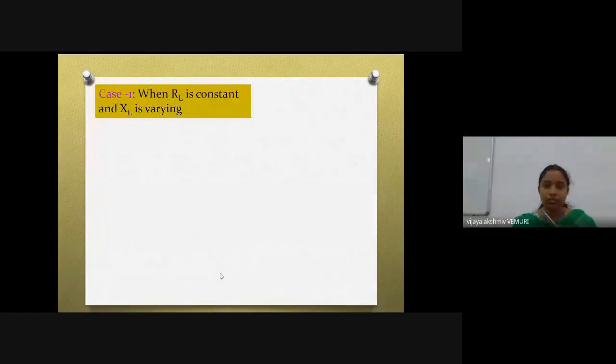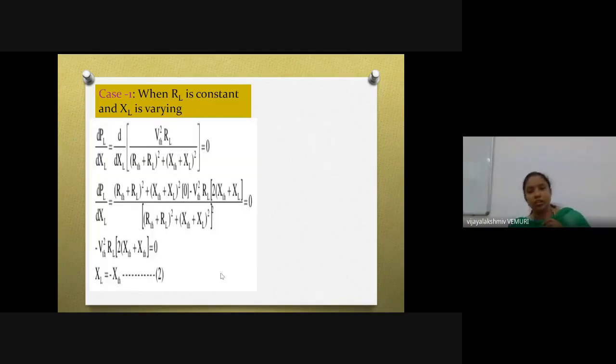Are you done with the equation before, till equation 1? Yes, ma'am. Okay, now you differentiate the equation with respect to XL, using the U by V formula, and tell me whether you got load reactance equal to Thevenin equivalent reactance or not. You tell me, all of you. Don't sit idle. You have to do just simple calculations that you already know, U by V formula. Make it fast.